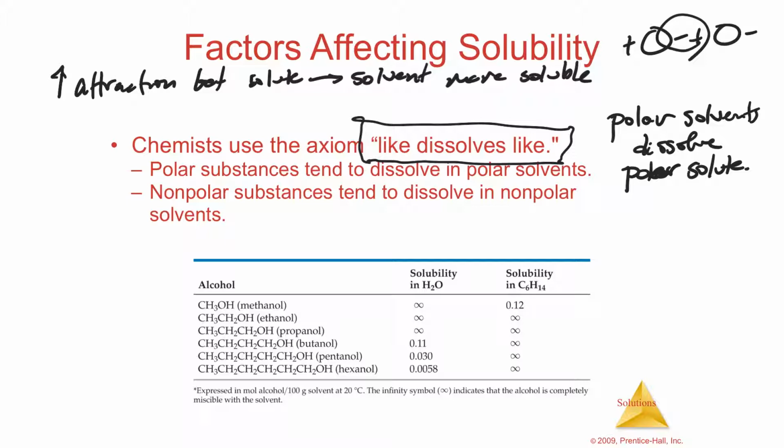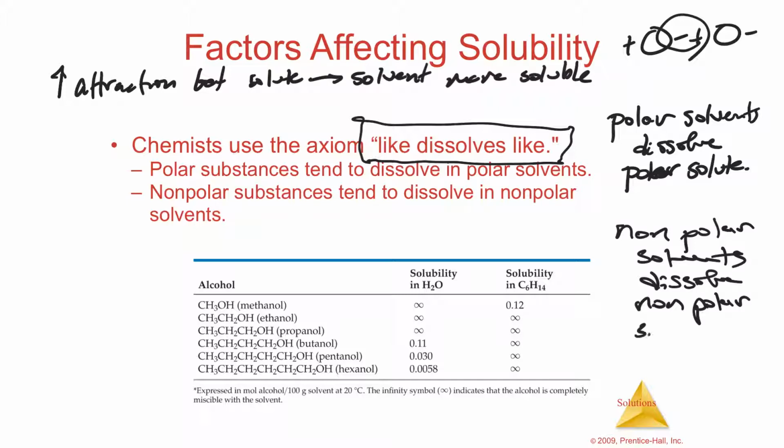Non-polar solvents dissolve non-polar solutes. So you have something like acetone, which would dissolve fingernail polish. Fingernail polish remover is not just wet, it has the same attractive forces as the solute. It's more attractive to the solute than the solute is to itself, and so therefore it dissolves.